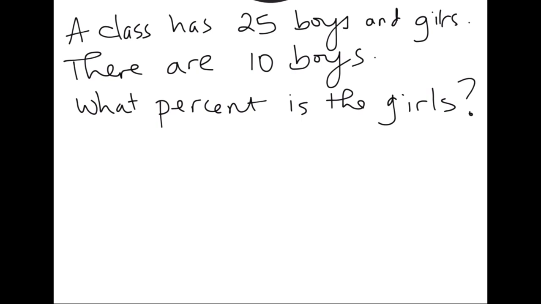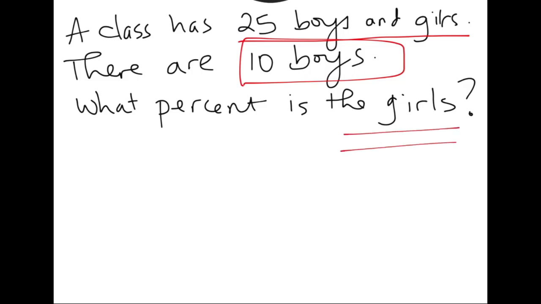Let's try this question here. A class has 25 boys and girls. So the total number of students is 25. There are 10 boys. What percent is the girls? So obviously if there are 10 boys, that means there are how many girls? 25 minus 10. That would be 15 girls.